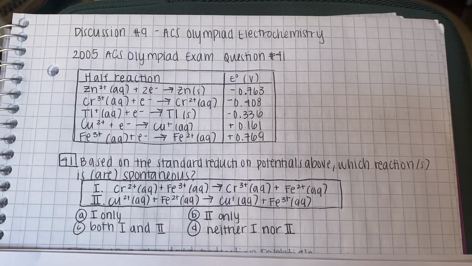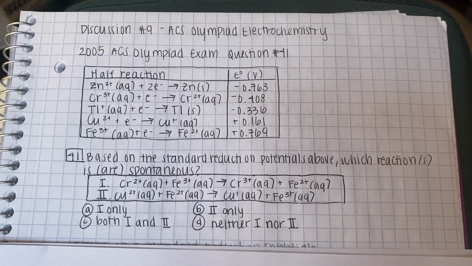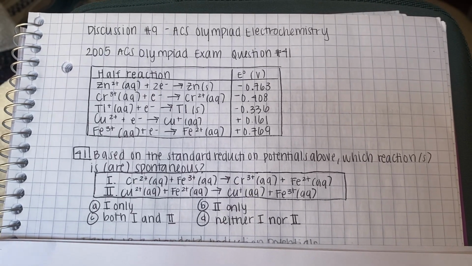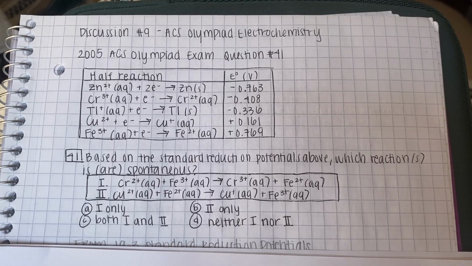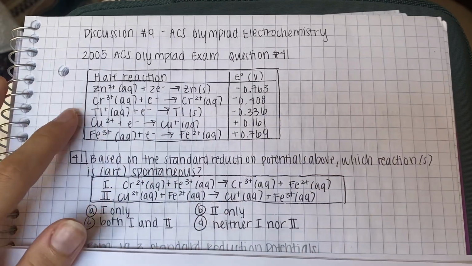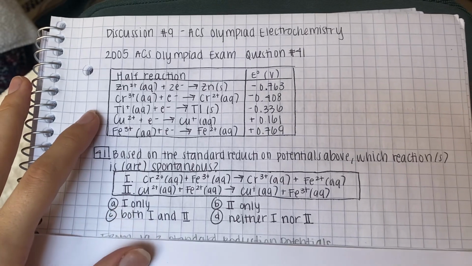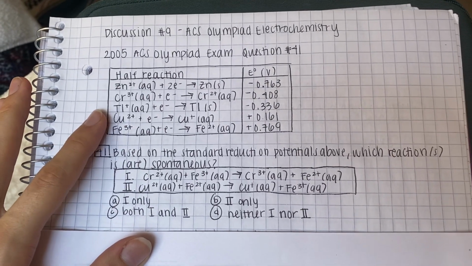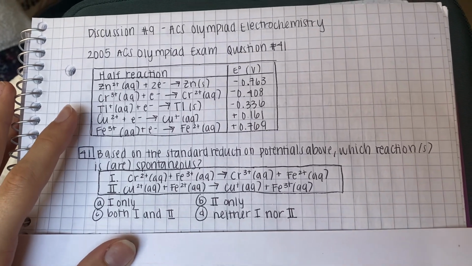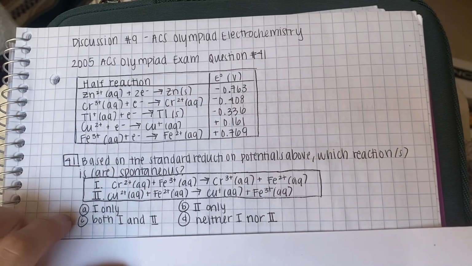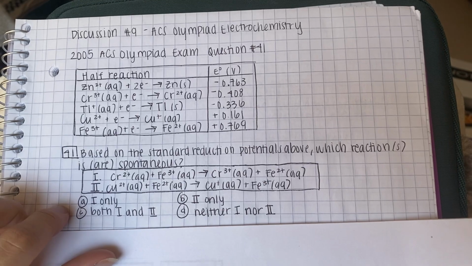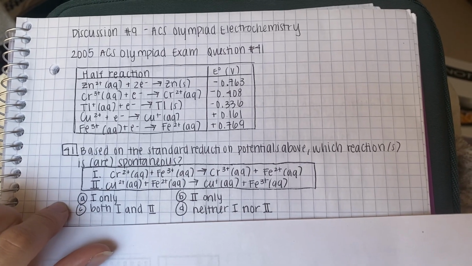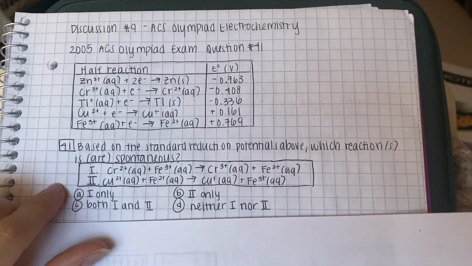Hi, my name is Grace Lewis and I'm presenting on the 2005 ACS Olympiad exam question number 41. We're given this chart to solve the problem, which is a chart of half reactions and the standard reduction potentials of each reaction above or next to it. And the question is: based on the standard reduction potentials above, which reactions are spontaneous?